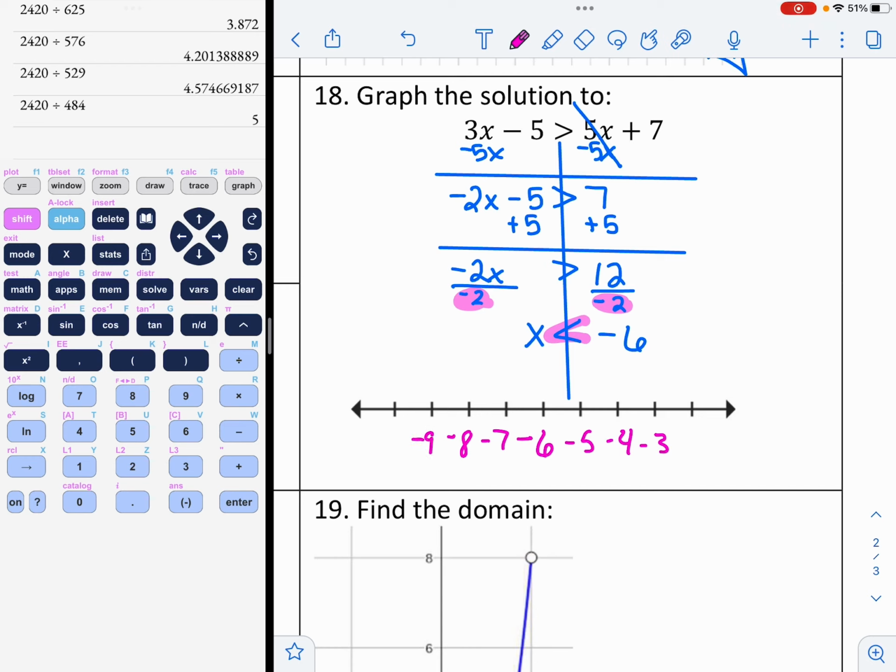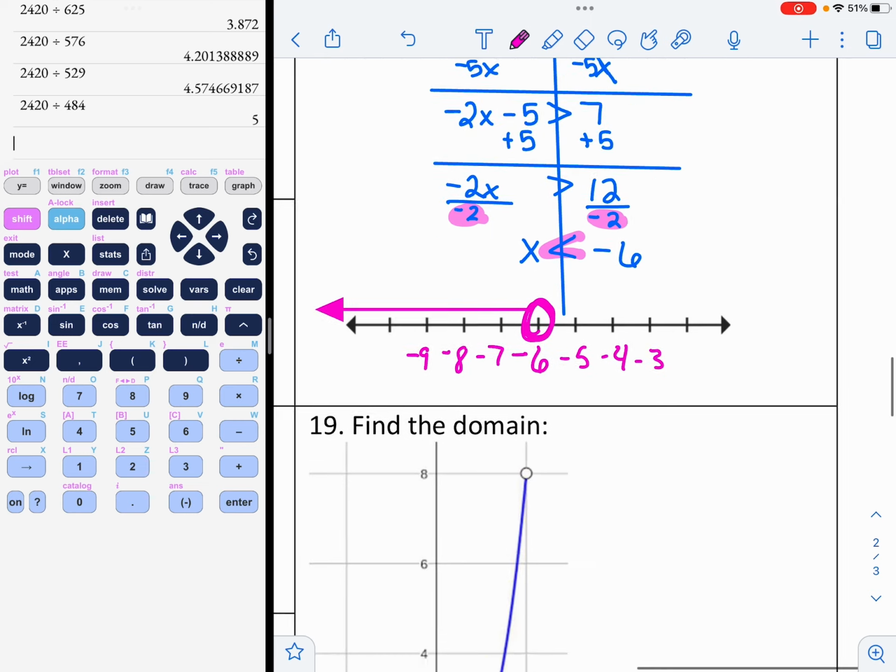Open or closed circle? Open. That's right. And because we flip the sign, it's less than. Where does it point? Less than to the left. So everything under that arrowhead is a solution. And that's how you graph the solution. But don't include negative 6. Negative 6 is not part of it because it's open there. It's going to be less than negative 6.